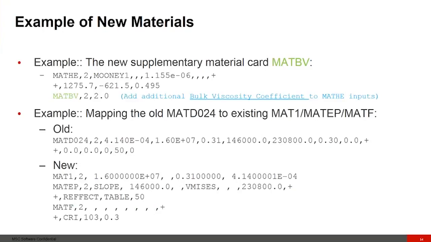Here you can see some examples of the materials, the MATHE. We have supported that for hyperelasticity, but we added an additional material, MATVV, for the bulk viscosity coefficient for the hyperelasticity analysis. And you can see here examples of mapping the old MATD entries to the existing MAT1, MATEP, and MATF entries. If you're running into issues, always feel free to call our technical support team or contact me or Raj, and we will try to find methods for you to convert your existing materials to the new ones.